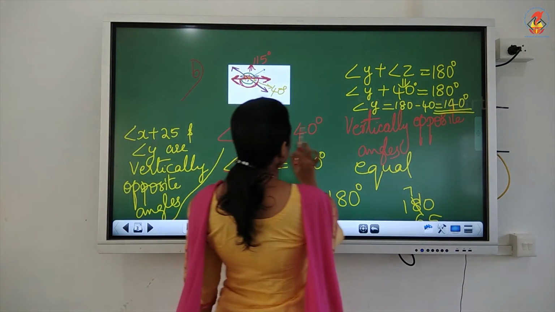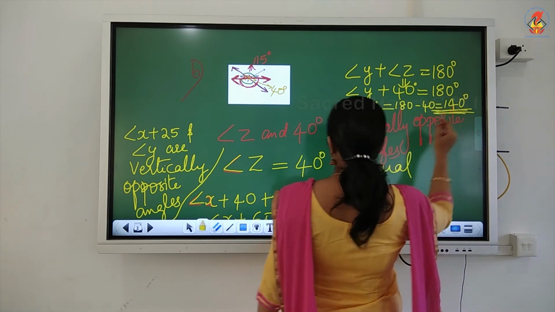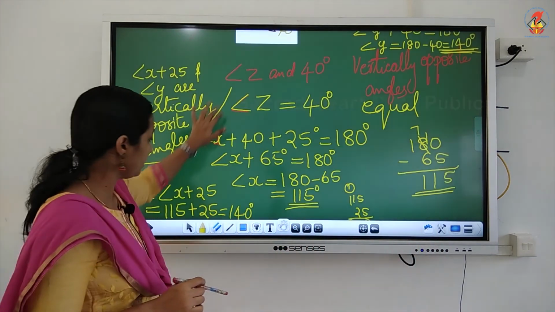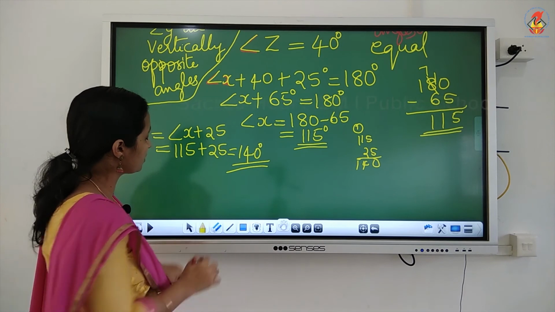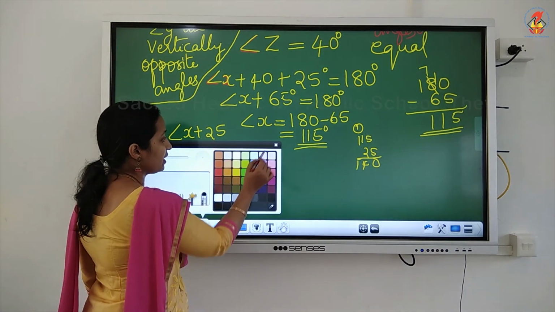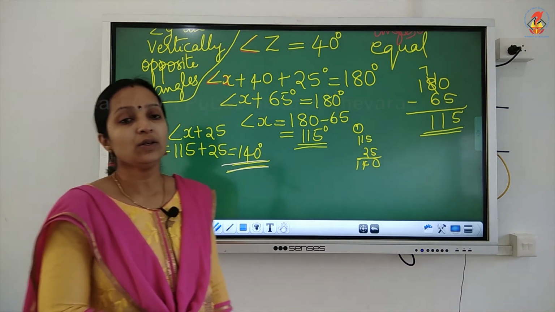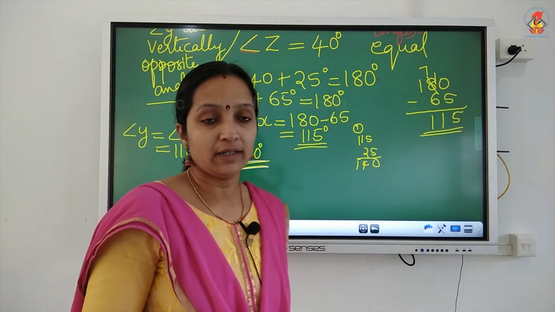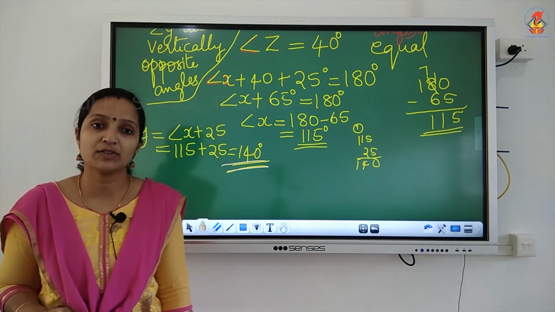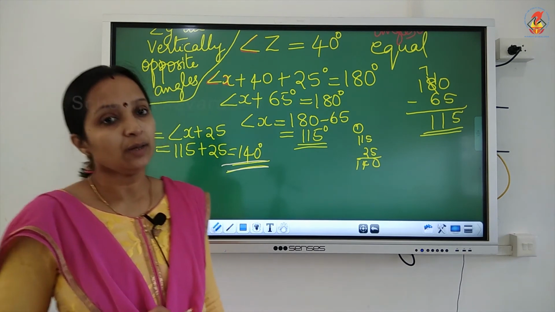Okay. Here, also by using this method, you got the answer 140, or by using the condition of vertically opposite angles also, you got the same answer, 140 degree. So just be thorough with the conditions of the pairs of angles, and you can easily do the problems.